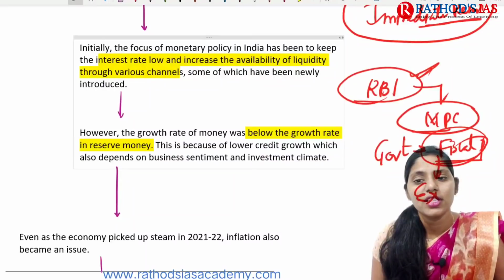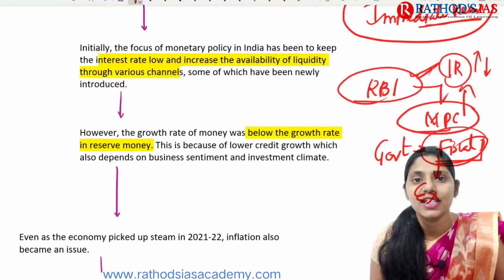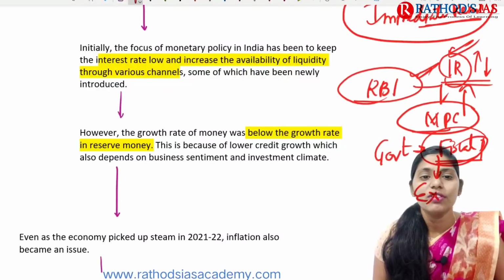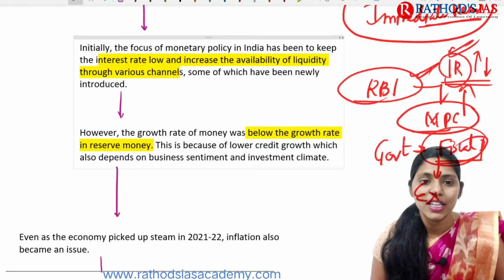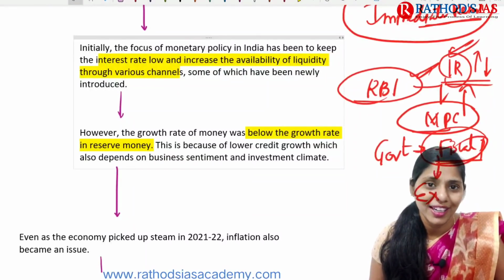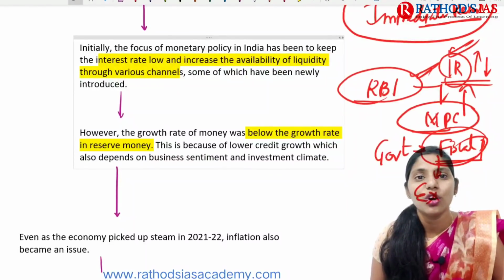In this monetary policy, RBI mainly talks about interest rates, whether to increase or decrease them, based on inflation in the market. In India, RBI kept interest rates very low, mainly to increase the availability of money in the market, which would automatically lead to a revival of demand.